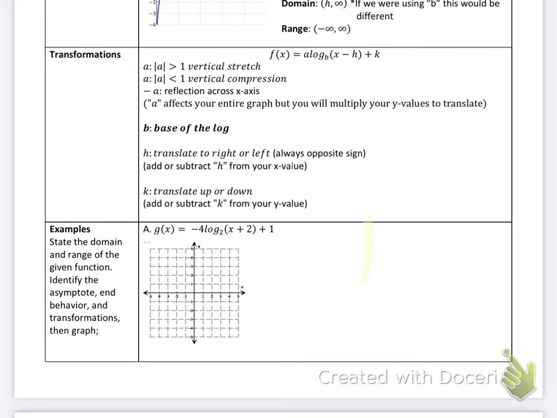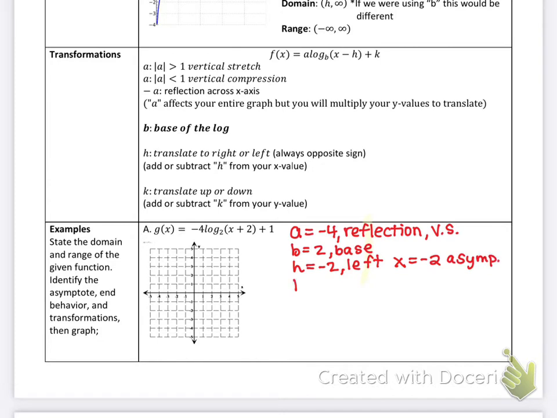So let's go ahead and start by identifying those key values. Our a here is -4, which means it's going to be a reflection and also a vertical stretch. Our b here is 2, which just means that's the base of our log. Our h here is -2, remember always the opposite of what's in the parentheses, and so it means it's going to shift our graph to the left, and our k is going to be 1. Now one thing you want to note about the h as well is that that also is going to be our asymptote, okay?